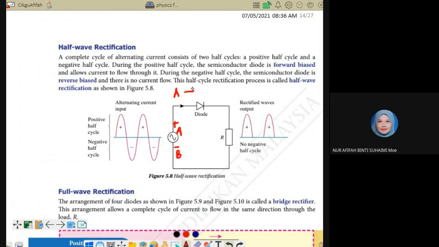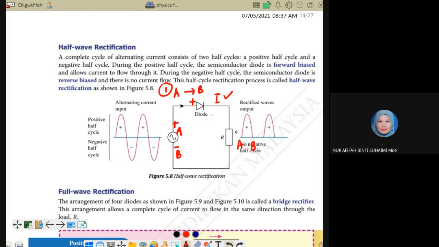Let's say from A to B is a positive half cycle. So the current can flow through the circuit, through the diode, because the diode is in forward bias. Kita sambung dia positive, so current can flow. For the first half cycle, positive half cycle, A to B, there is current flow.